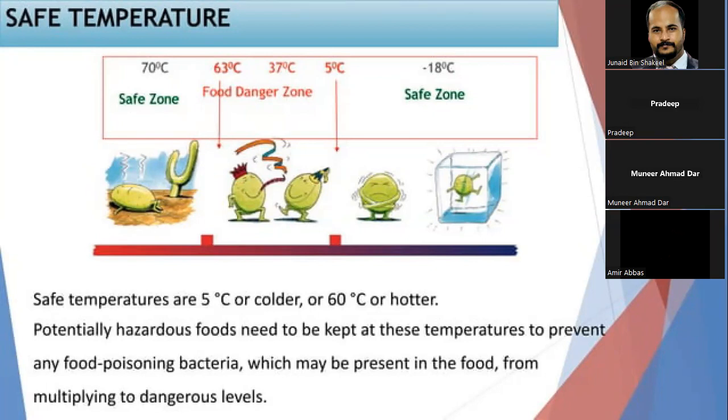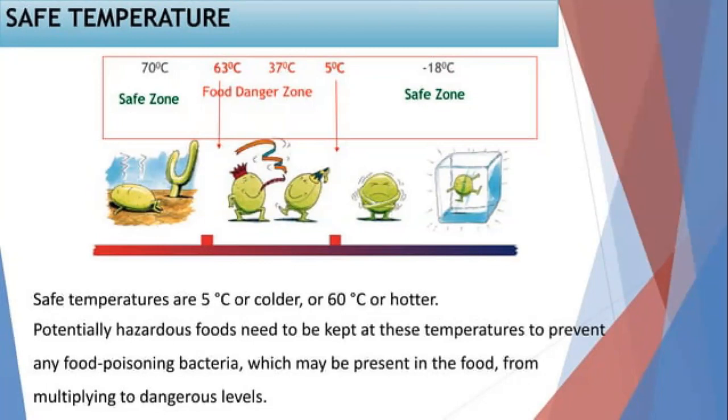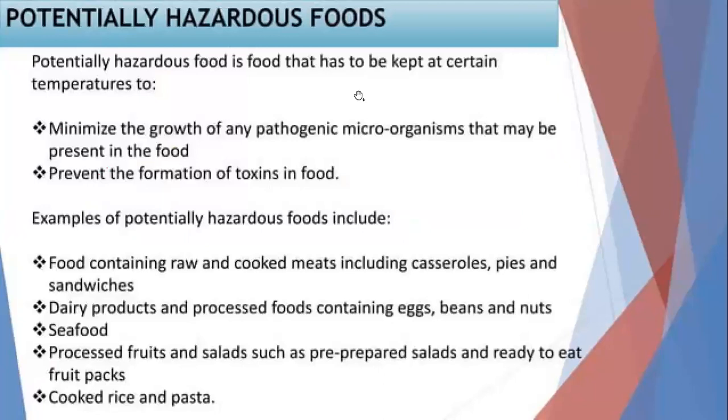In my recommendation, please always use a food thermometer to accurately measure the internal temperatures of the food items, because these temperature guidelines are essential to prevent any type of foodborne illness and ensure the safety of the food supply chain as well. So, these are the potentially hazardous foods.